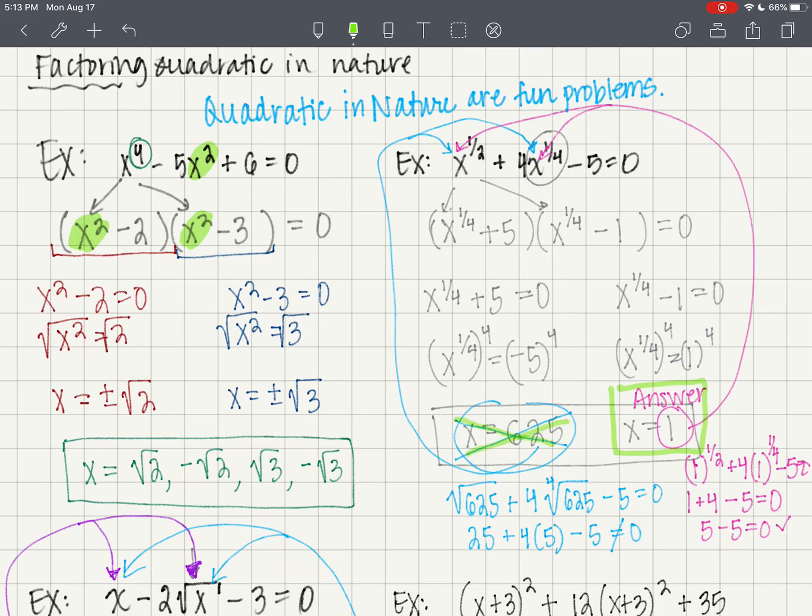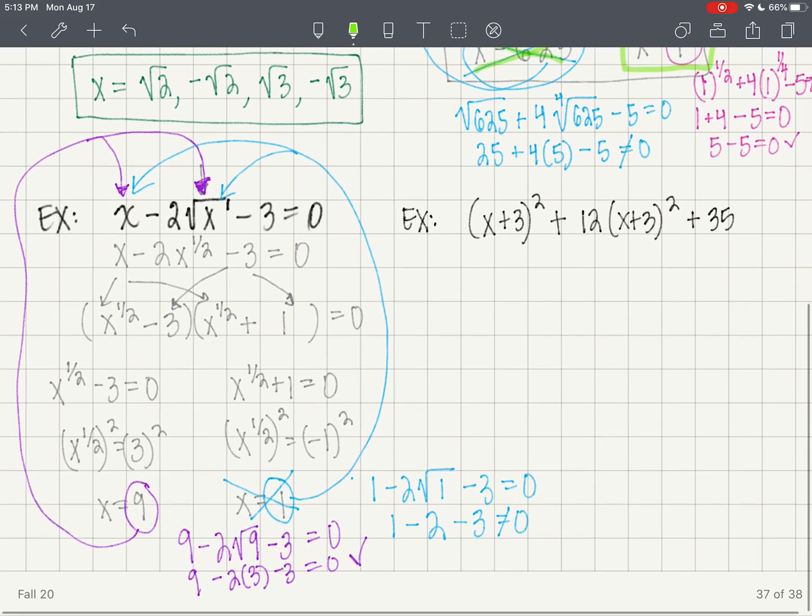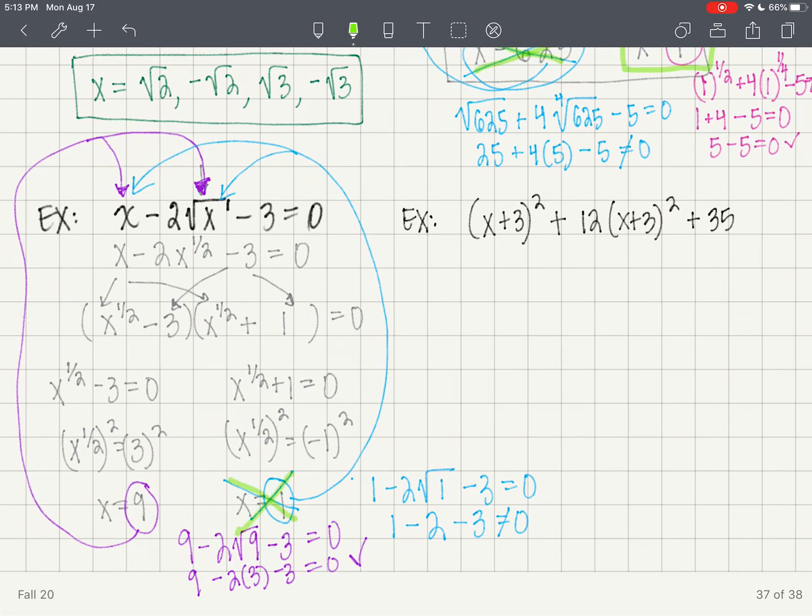X equals 625 is extraneous. Coming down here, x equals 1 was extraneous, but x equals 9 worked.